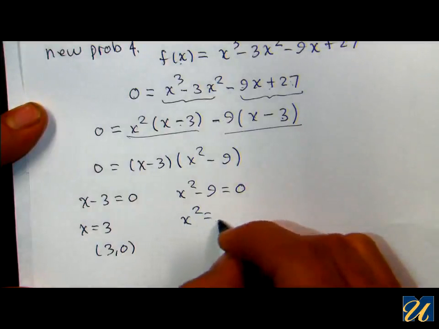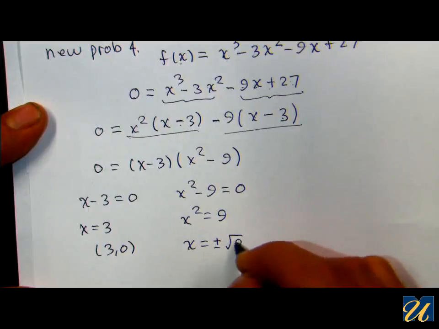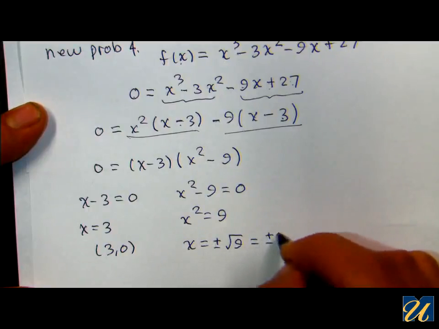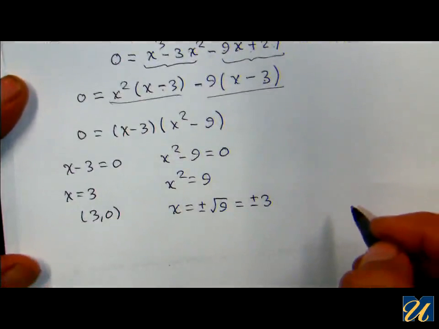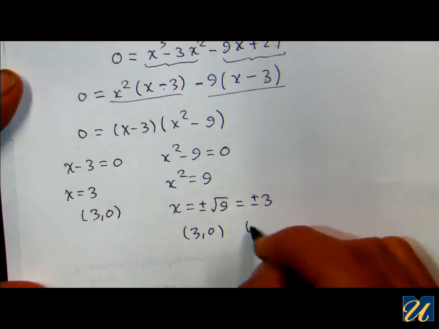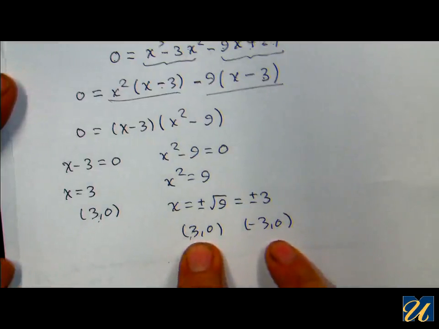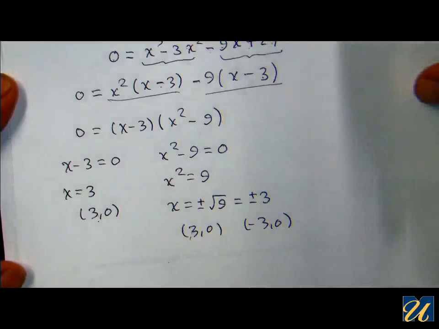Here, x squared is 9. So x is plus or minus the square root of 9, which is plus or minus 3. That yields 2 more x-intercepts, (3, 0) and (-3, 0). Okay, well, we'll only count (3, 0) one time. But note we have multiplicity 2 here, multiplicity 1 here. So the x-intercepts are (3, 0) and (-3, 0).